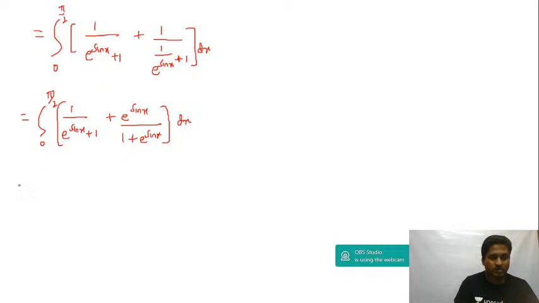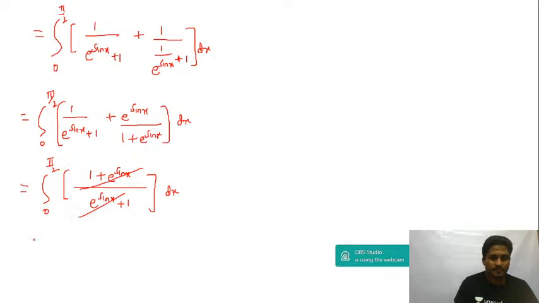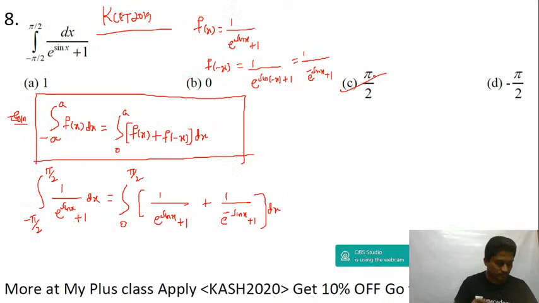Is it not? Now this is equal to the integral from 0 to pi by 2. The LCM will be e to the power of sin x plus 1, the denominator is the same, and the numerators can be added: 1 plus e to the power of sin x, and then dx. This will cancel. The integration of dx is x between the limits 0 to pi by 2. Upper limit pi by 2, lower limit 0, so the answer will be equal to pi by 2. That's the answer, guys. The answer is option C. Let's move to the next question.